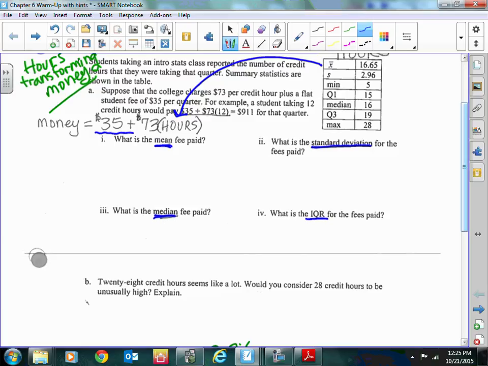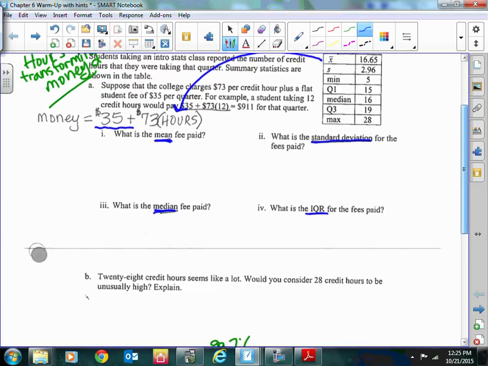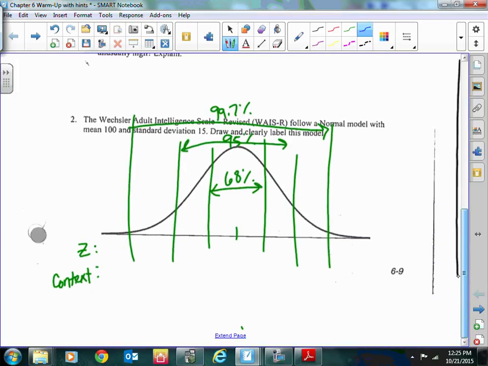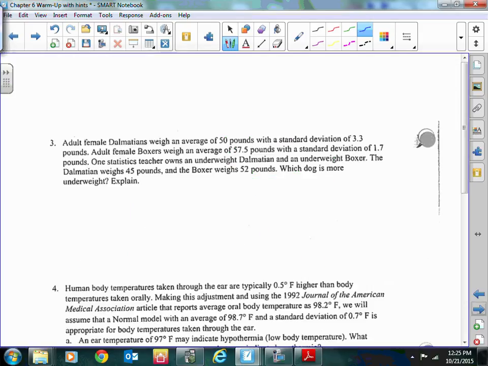Transformation rules. Okay, next. Down here on number 2, you're going to be doing the drawing and labeling like I taught you how to do earlier in the class. And then let's take a look at number 3 on the next page, on page 27.